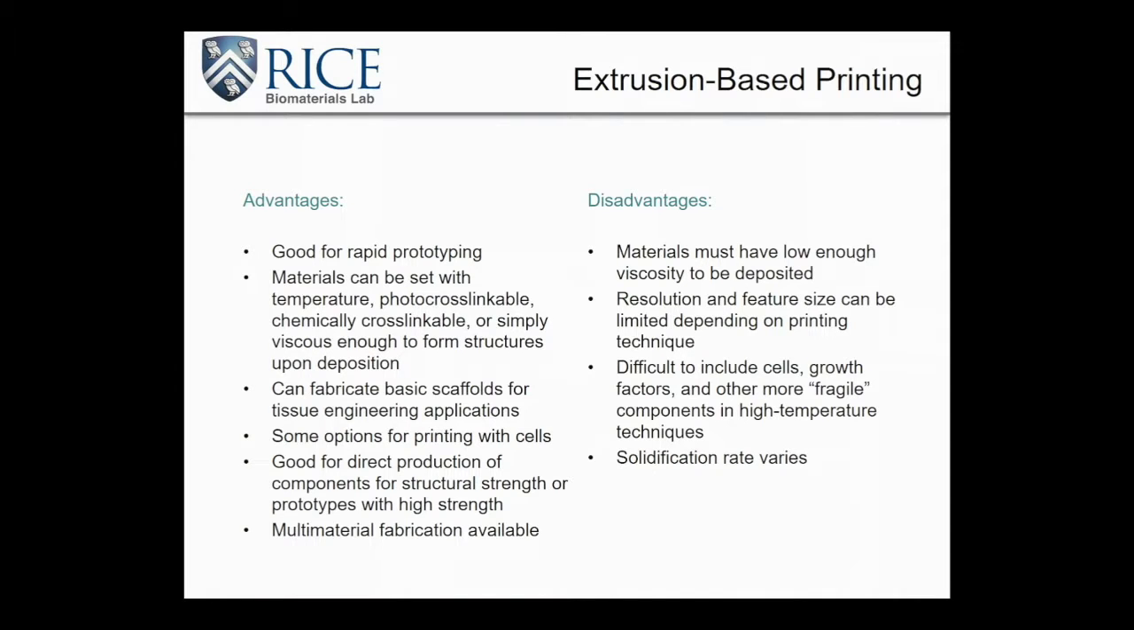So just to wrap up on the extrusion printing, it's extremely good for rapid prototyping if you're just using fused deposition modeling. And we have a variety of ways that we can set materials, whether it's through temperature, photo cross-linking, chemical cross-linking, or simply using pre-gelled hydrogels, in which case they're simply viscous enough to form structures upon deposition. That gives us a huge breadth of materials that we can incorporate into various extrusion techniques. And we can fabricate basic scaffolds for tissue engineering applications because we do have several different options for printing with cells or growth factors directly.